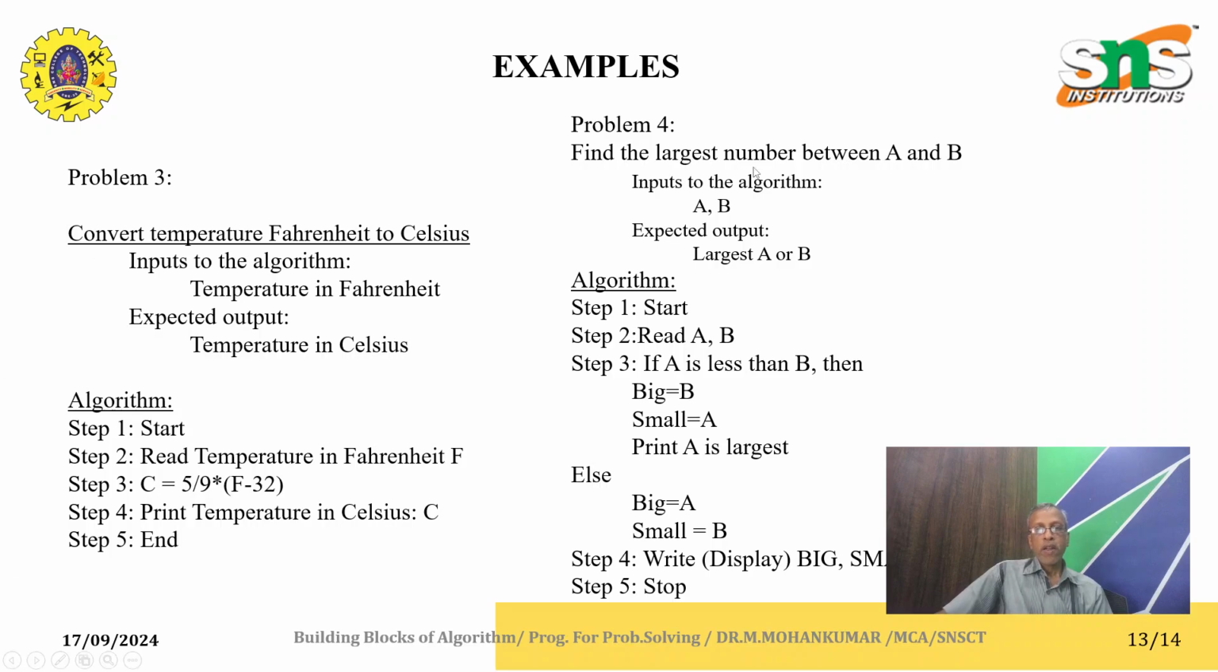Problem 4. Find the largest between A and B. Input to the algorithm: A and B. Expected output is the largest of A or B. Start, read A, B. If A is less than B, then big equal to B, small equal to A. Print B is largest. Else big equal to A, small equal to B. Display big, small and stop.